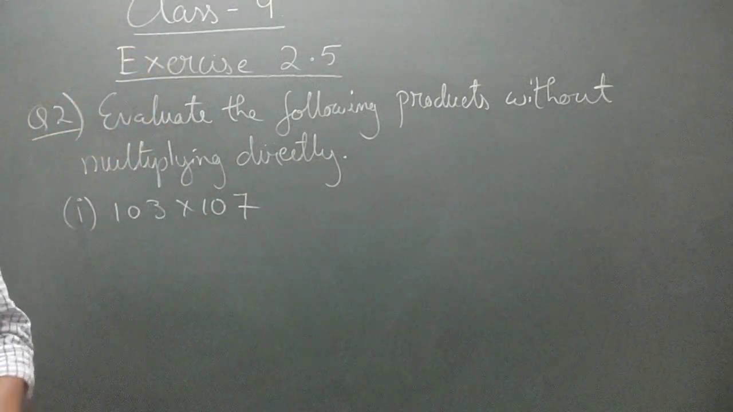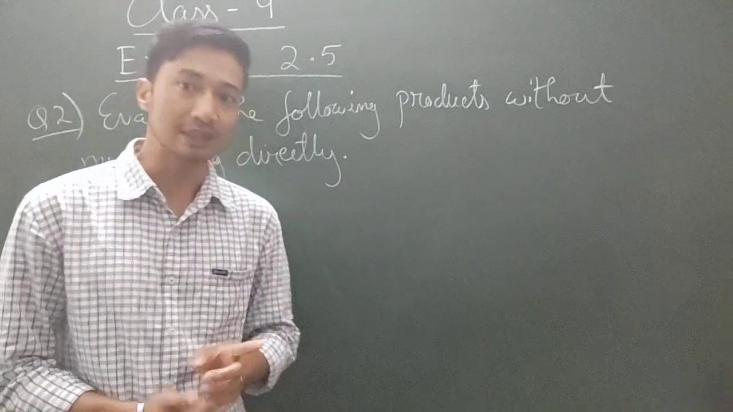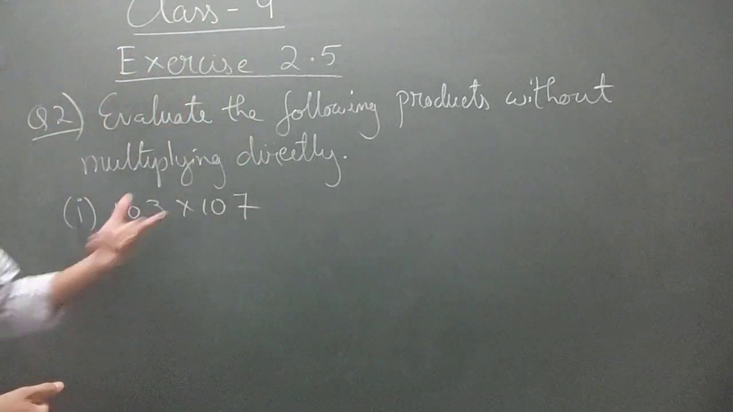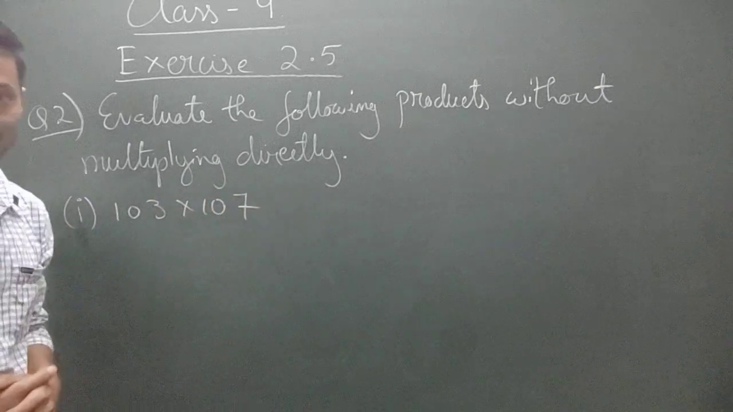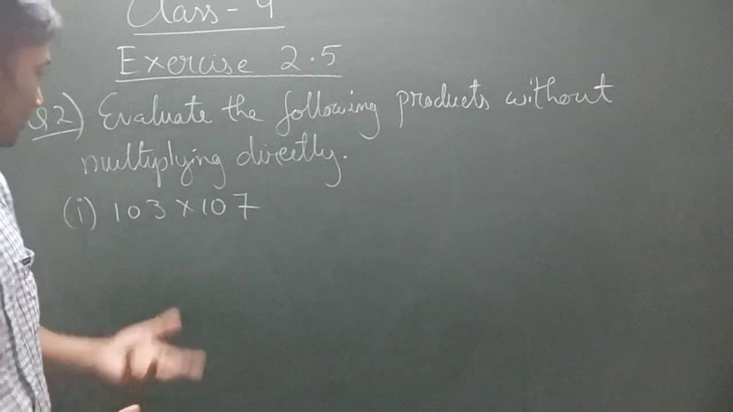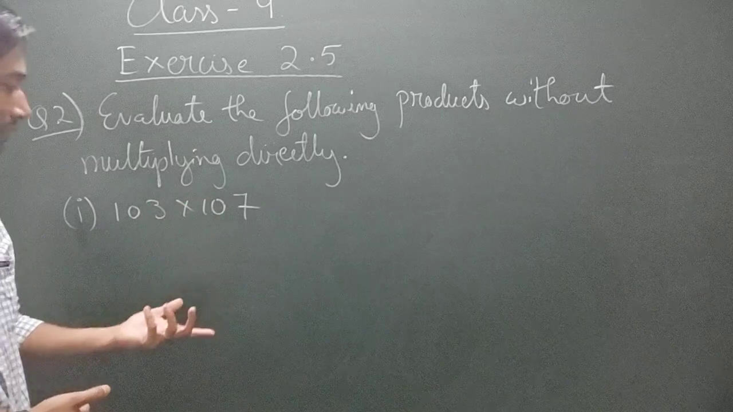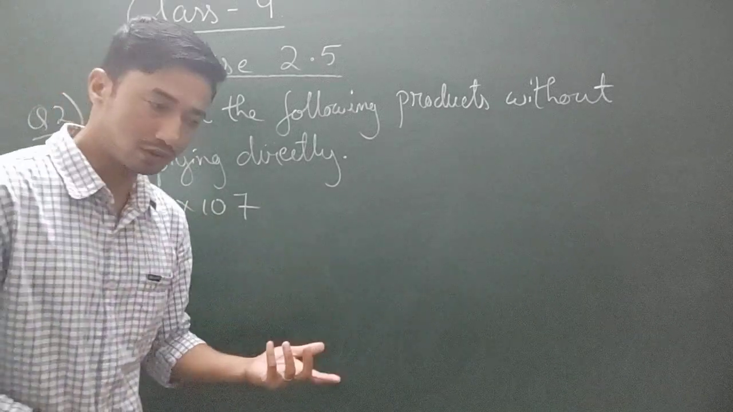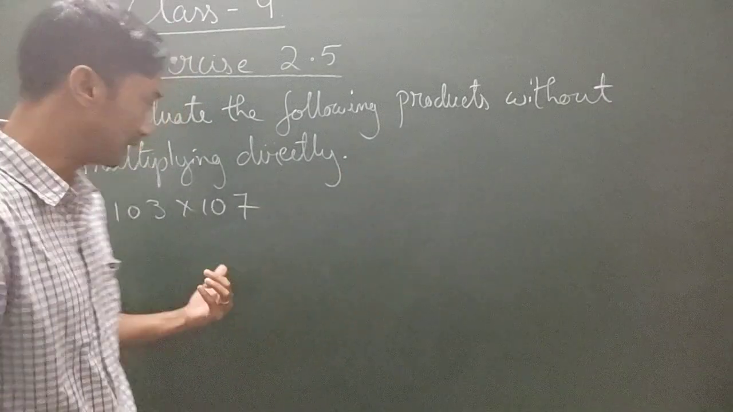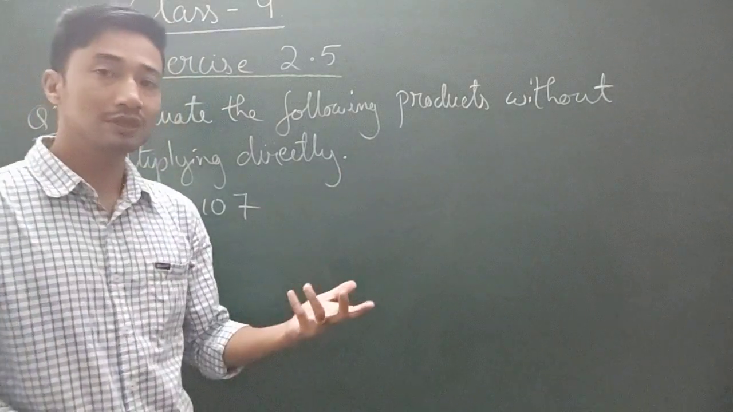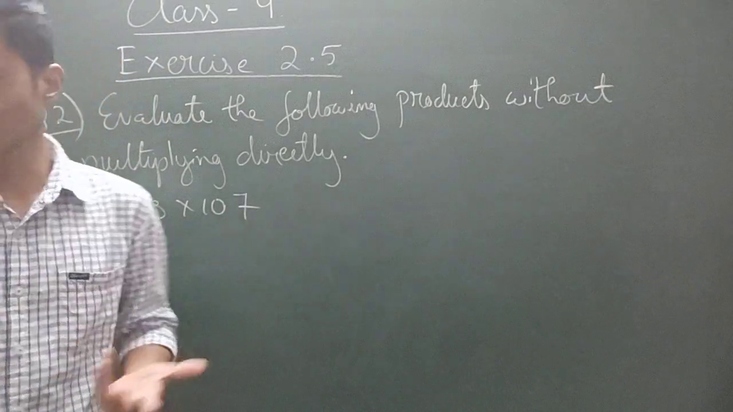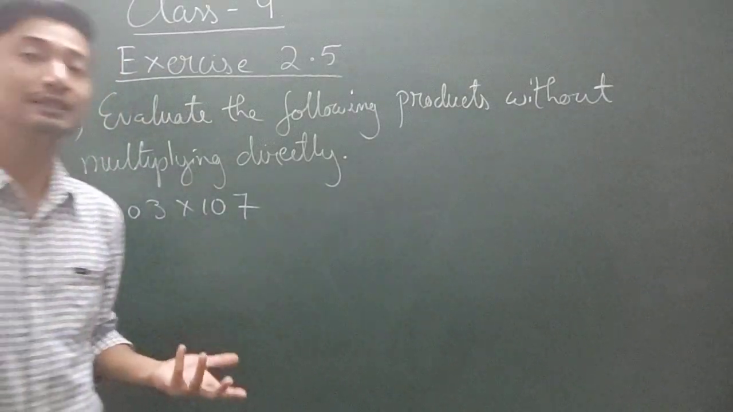Today we'll be learning one more new identity. Evaluate the following products without multiplying directly. That is what the question says, without multiplying directly. So the question is 103 into 107, but you're not supposed to multiply directly. And that means what? You cannot multiply directly. That means we have to take the help of an identity.